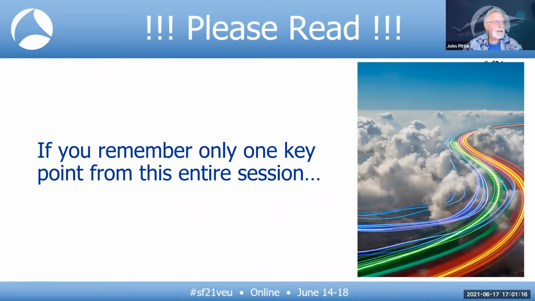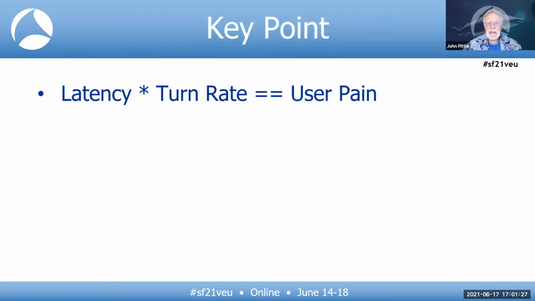My hope is that if you leave here with only one key point from our time together today, it's going to be this key point, and that is latency times turn rate. So we've introduced what a turn is. A turn rate is just, let's say, the number of turns per second or some interval. So latency times turn rate equals user pain. The higher the latency or the higher the turn rate, the higher the user pain, and therefore complaints from users, and it's always the network, so we get dragged in to help figure it out.